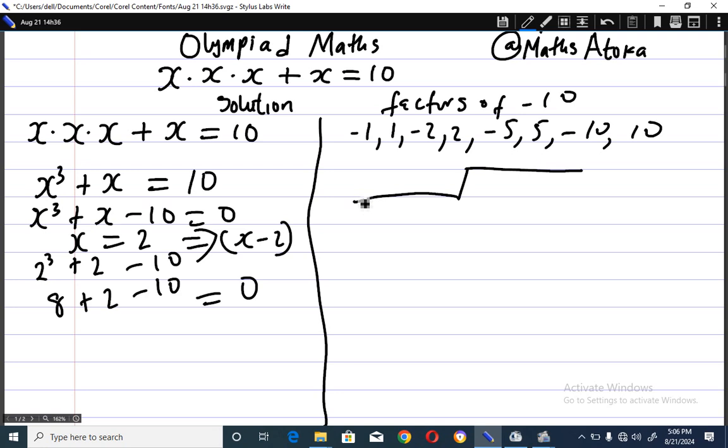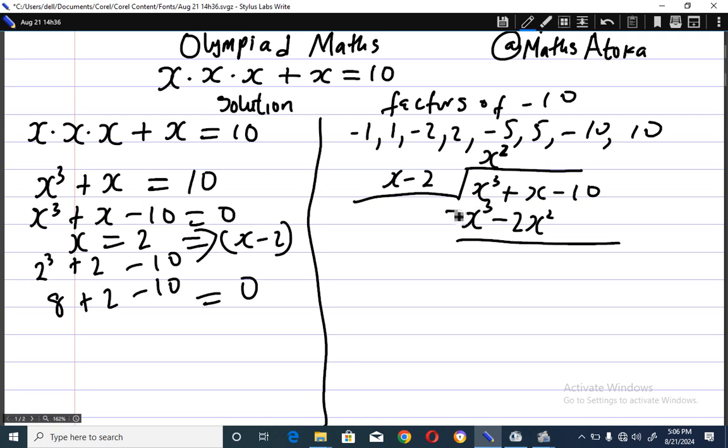So let's divide. This is x minus 2 here, and the polynomial is x raised to the power 3 plus x minus 10. When this is divided by this, I'm going to have x squared. When this times this, I'm going to have x cubed. When this times this, I'm going to have minus 2x squared. Then we subtract. This minus this is gone, minus minus is plus, and I'm left with 2x squared here. So I'll bring down my plus x and then bring down my minus 10.